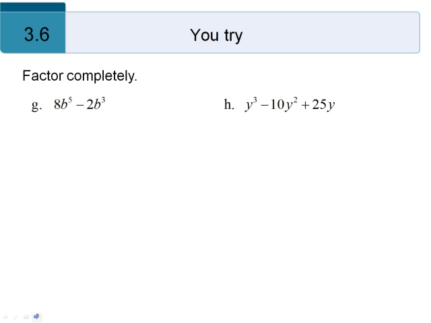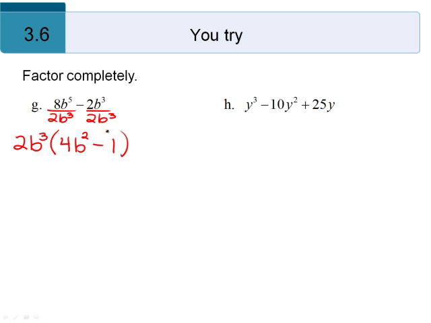All right. So the next one, we have 8b to the 5th minus 2b to the 3rd. So 2 goes into both of those, and so does b to the 3rd, our smallest exponent. So divide by 2b to the 3rd and 2b to the 3rd. So 8 divided by 2 is 4, and b to the 5th over b to the 3rd is b squared, minus those 2b to the 3rd divided by itself is just 1, because that whole thing cancels.